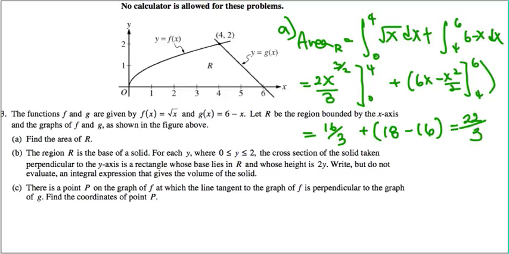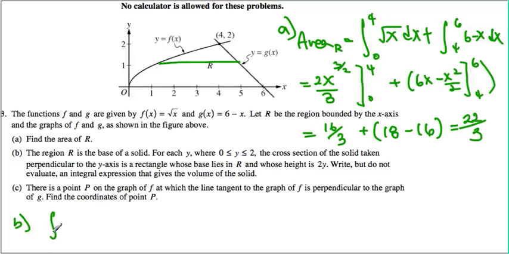That becomes our answer. Now, let's look at part B. Region R is the base of a solid. For each y, where y goes from 0 through 2, the cross section of the solid taken perpendicular to the y-axis is a rectangle. Okay, so we are looking at the rectangle. This is R, where the rectangle. So this value is the base of the rectangle right over here, from here to here, whose height is 2 times y. That means how we're going to evaluate the solid.